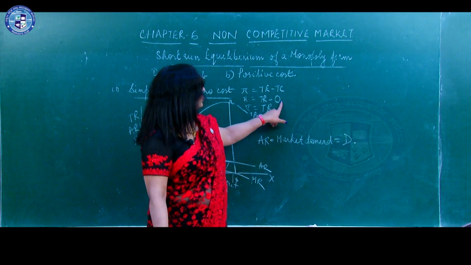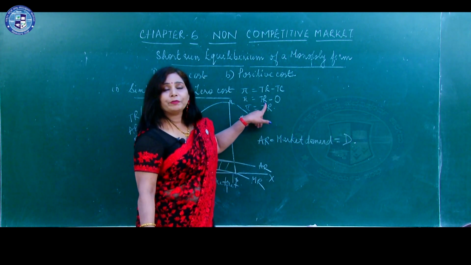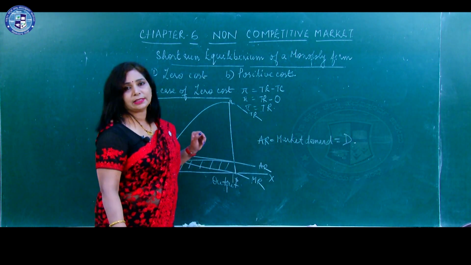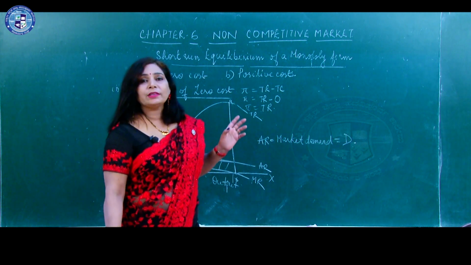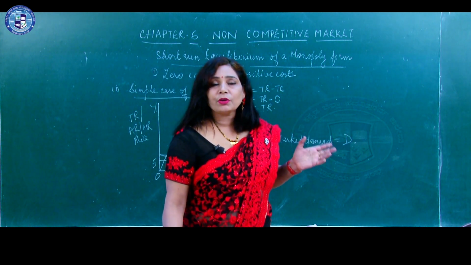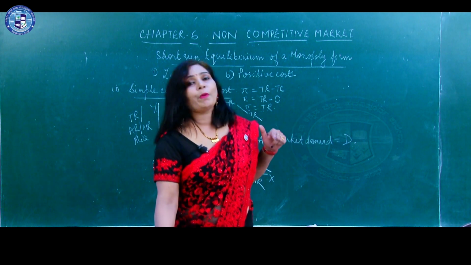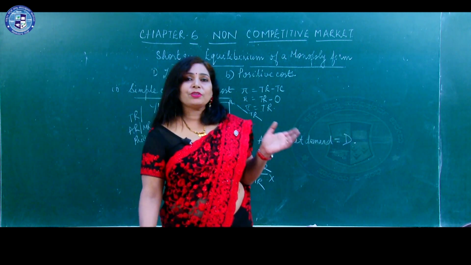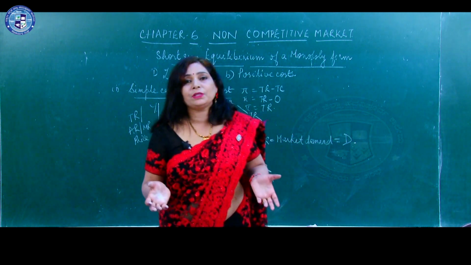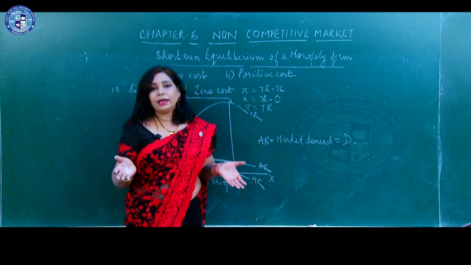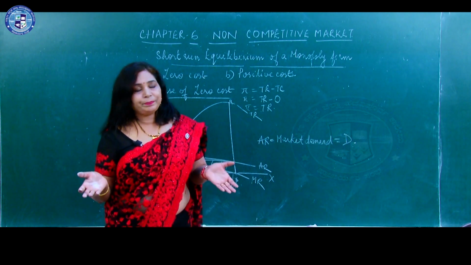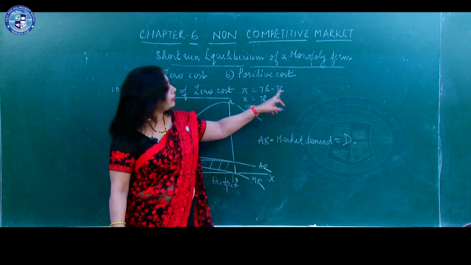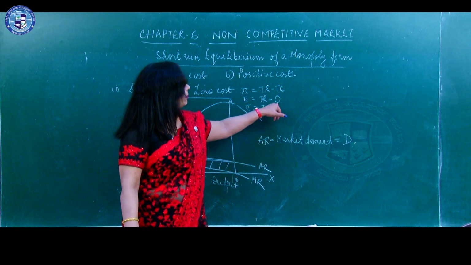So, the cost is zero here, and what is the formula for the profit? Profit is equal to TR minus TC, total revenue minus total cost. So, what is the cost here? Cost is zero because he had not spent any money in the production or in maintenance of this well. This well was already there in that particular village.